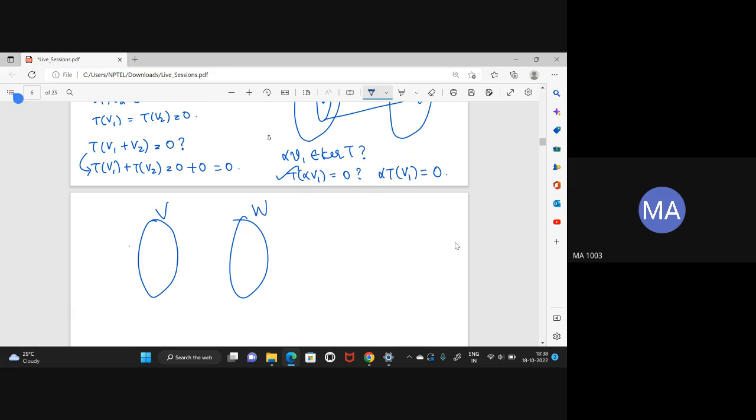V to W, T is a mapping. You have the kernel here, and that's nothing but the set of all pre-images of the 0 vector. Is it clear?